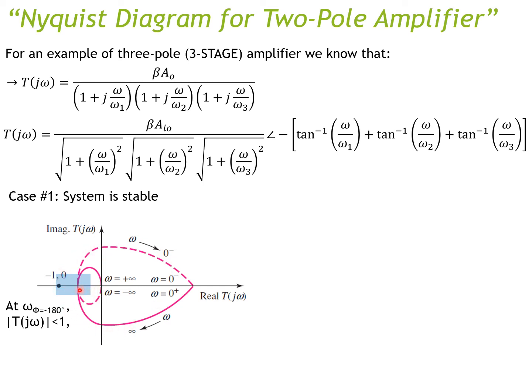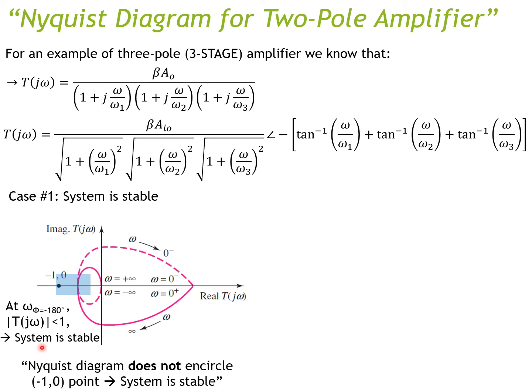So I know that this vector is always less than 1 in terms of magnitude. Therefore, I know that the system is stable. Okay, so now I will give you a spell: Abracadabra. If you draw the Nyquist plot or the Nyquist diagram, and the Nyquist diagram does not encircle the negative 1, 0 point, the system is stable.